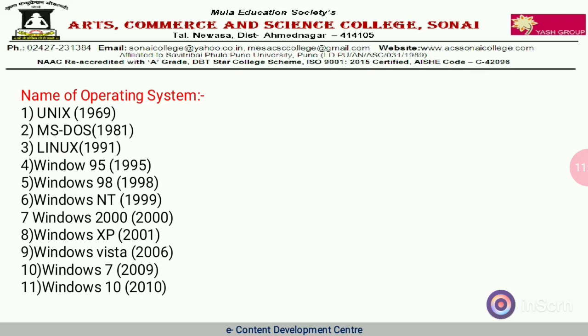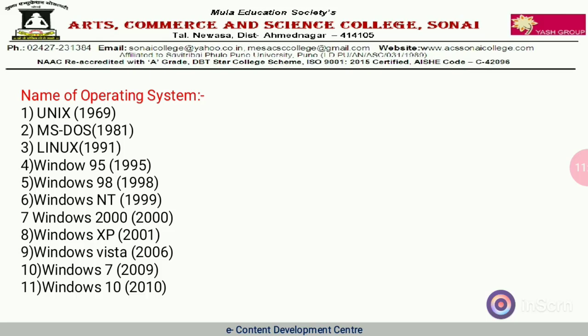Next point is names of operating systems. Many operating systems have been introduced, but we will see some of the important and main operating systems with their introduction year. First operating system is Unix, introduced in 1969. Next is MS-DOS, introduced in 1981. Next is Linux, introduced in 1991.